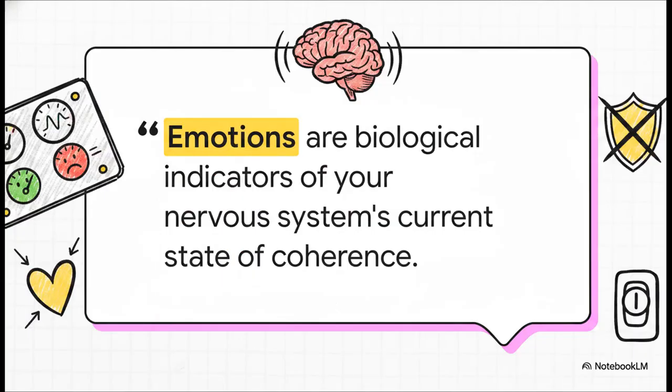This leads us to a massive paradigm shift. In the IAM method, emotions are not moral judgments. They are simply biological indicators of your nervous system's current state of coherence or dysregulation. Just think about how liberating that is for a second. There are literally no bad emotions. Feeling fear or doubt doesn't mean you're failing morally or lacking character. It simply means your biology is currently signaling a state of contraction. It's just dashboard data. It's the check engine light, not a character flaw.